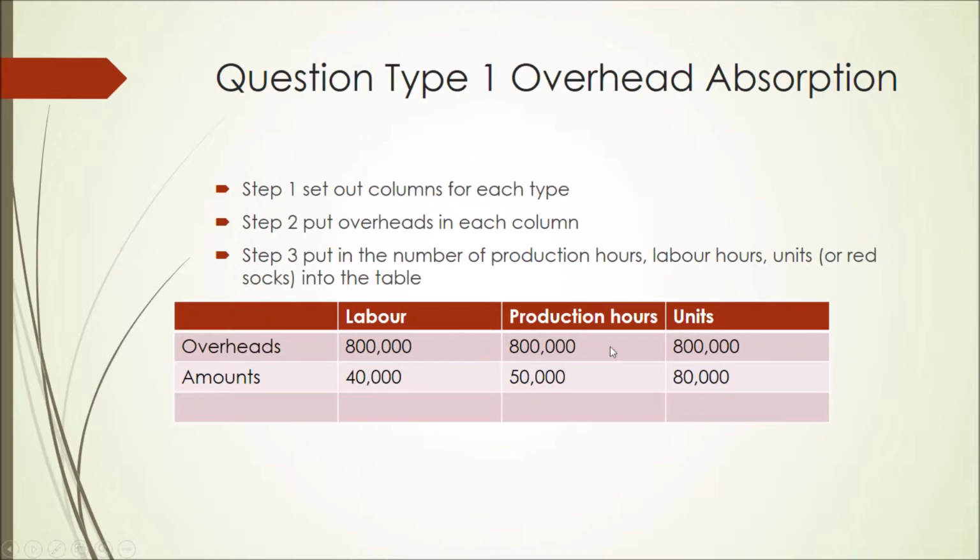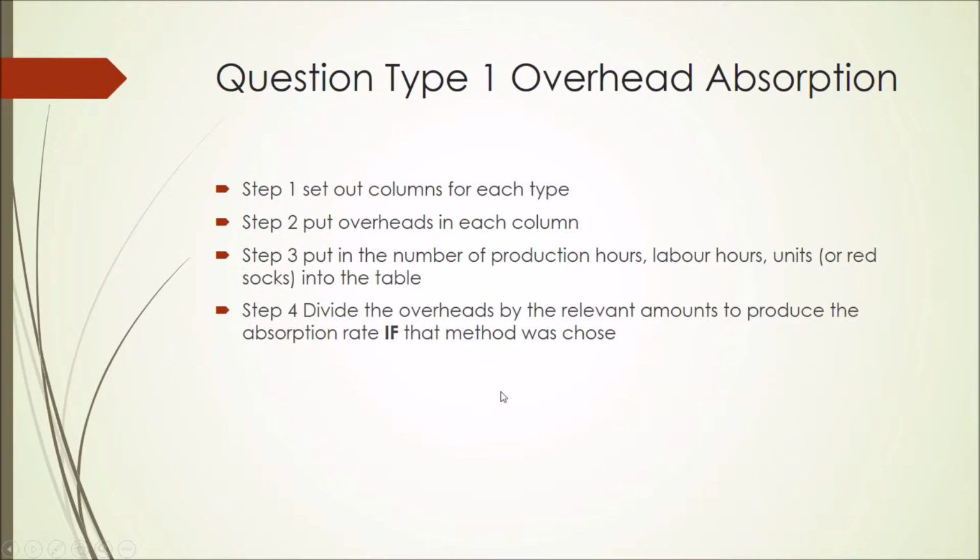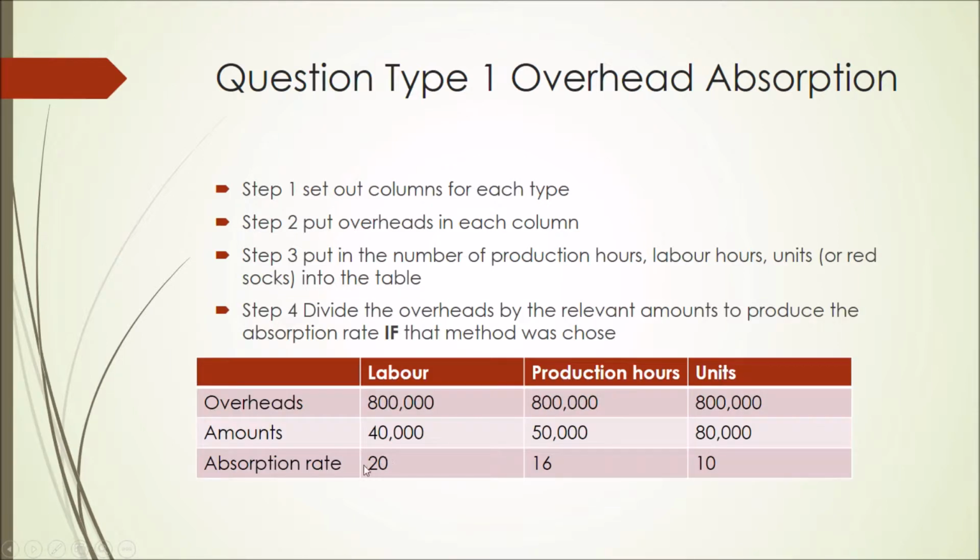So we've got our overheads here, which is the same figure. Then we put the actual labour hours, production hours, and units in here. And then we simply divide the overheads by each one of those. So that gives us our absorption rates, and this is an important thing, if that method was chosen. If we chose the labour method, it would be £20 per hour of labour. If we chose the production method, it would be £16 per hour. If we chose the unit method, it would be £10 per unit. Now, why would we have these different ones?